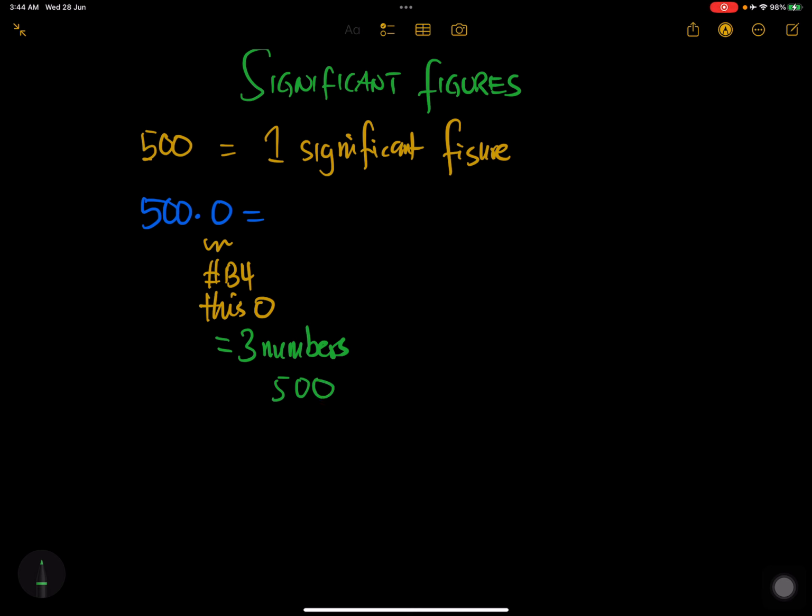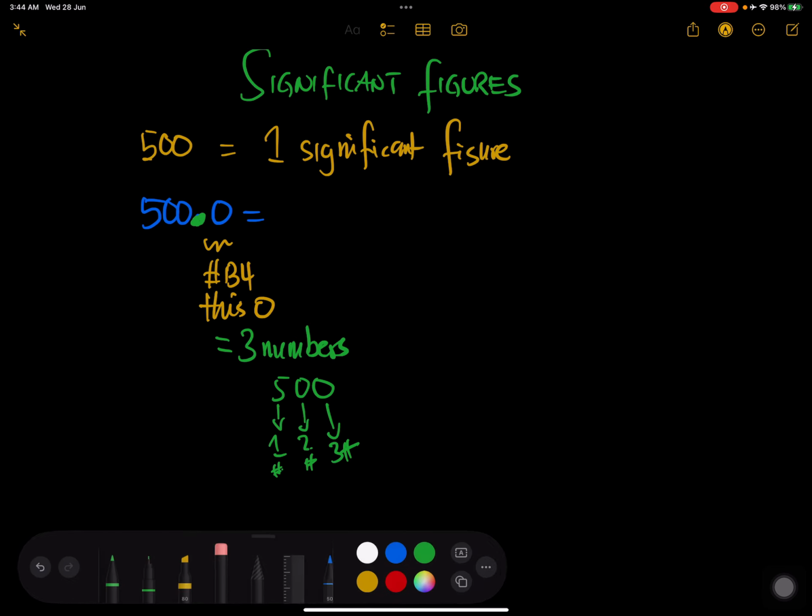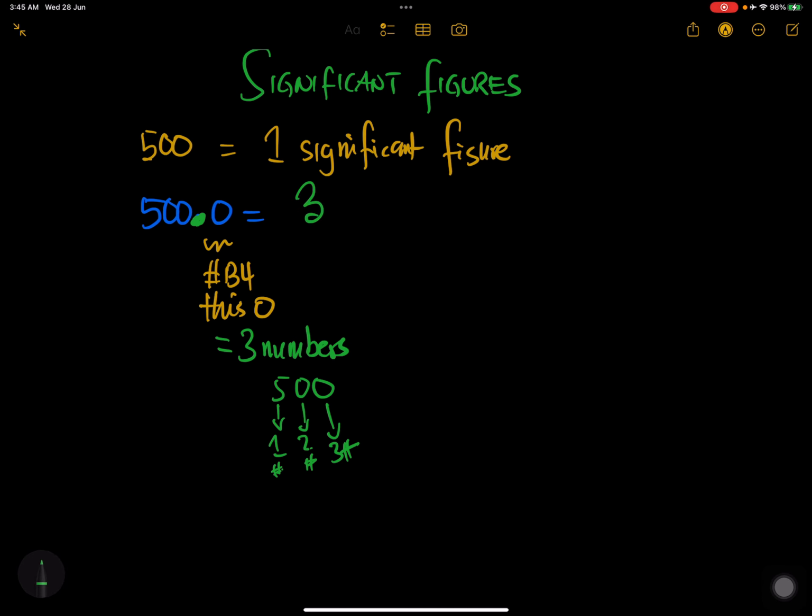And why are we saying there are three? Because there's a decimal point here, so we don't count this 500 together. This is one number, this is the second number, now the third number, because 500.0 makes the whole thing a decimal number. So we don't consider this 500 altogether in its entirety. That makes it three significant figures. I hope that clarifies a little bit of information for you.